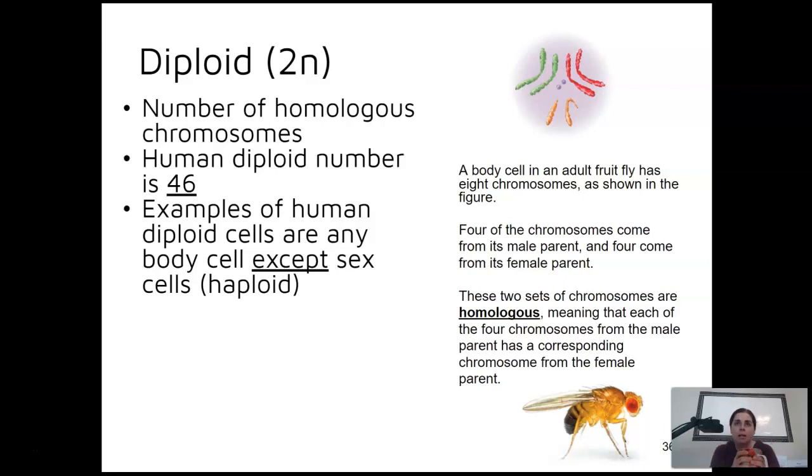All right, a body cell in an adult fruit fly has 8 chromosomes as shown in the figure. 4 of the chromosomes come from its male parent and 4 come from its female parent. These 2 sets of chromosomes are homologous, and that's what you fill in on the paper there, okay? Meaning that each of the 4 chromosomes from the male parent has a corresponding chromosome from the female parent. They match each other. They're complementary, okay?